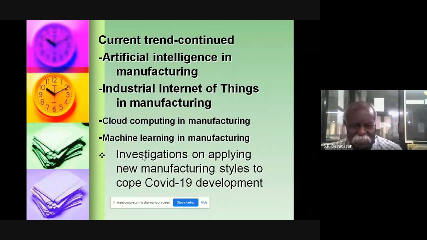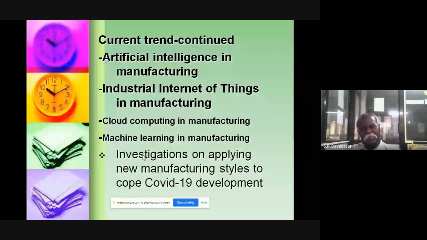So when the world is moving in that direction, unfortunately, the COVID-19 problem developed. So now in this particular situation, how to change our manufacturing styles.